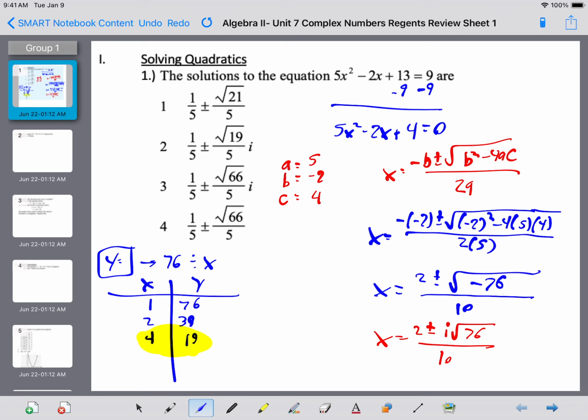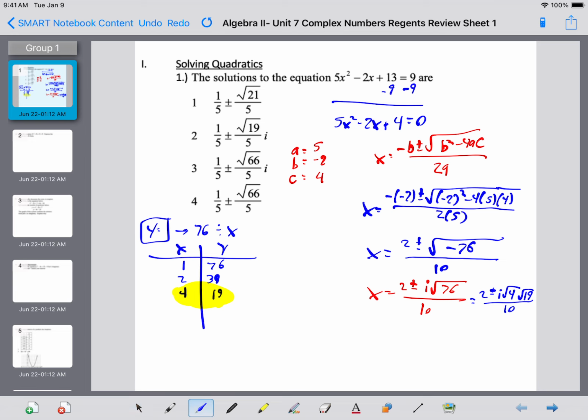So this is the same as saying 2 plus or minus i radical 4 radical 19 over 10. What's the square root of 4? 2. So now 2 divided by 10 is 1/5. 2i radical 19 divided by 10 would just be i radical 19 over 5. So your answer would be 2.